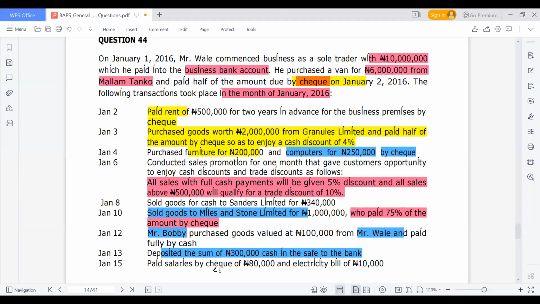Paid salary by check of 80,000 and electricity bill by check of 10,000. So by check, that means the means of payment now is through the check, all right? Electricity and salary, you don't match them together. You separate them. Salary is different from electricity. On January 15.